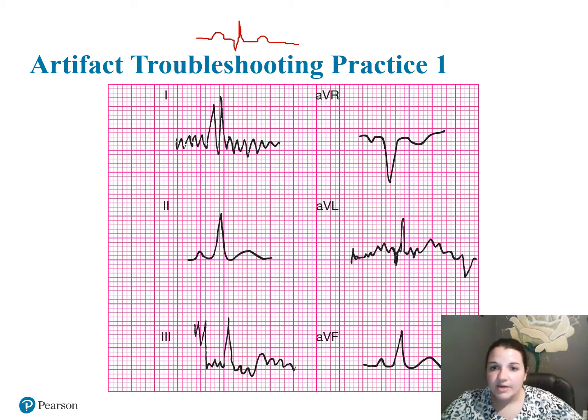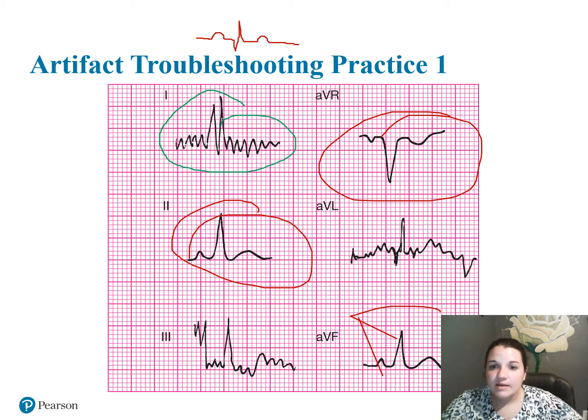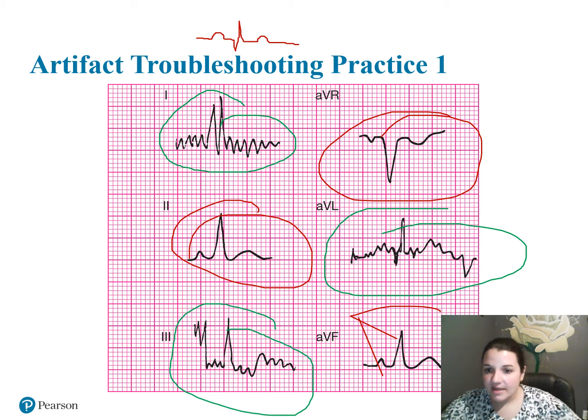So if we look at this practice problem, we can see that AVR, lead 2, and AVF have what looks like a normal rhythm. But then we find that in lead 1, AVL, and lead 3, it looks like we might have artifact. Lead AVL looks like it could be a baseline artifact. And lead 1 and lead 3 look like they could be somatic, from somebody who has goosebumps or is shaking.